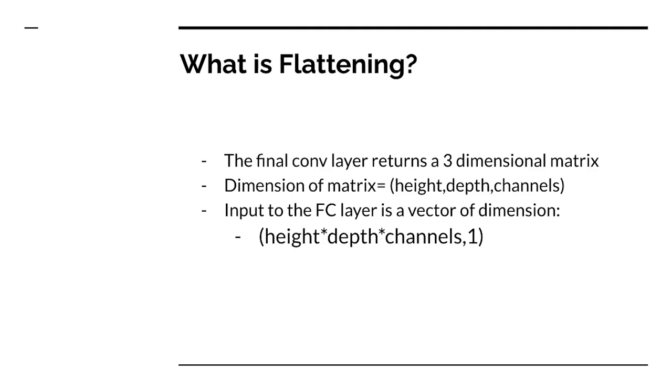Now, I used the term flattening. What exactly is flattening, right? So, the final convolution layer returns a 3-dimensional matrix, right? The dimensions of the matrix being the height, the depth, and the channels. But the input to the fully connected layer should be a vector of dimension height times depth times channel, by 1, which basically means it's a column matrix.